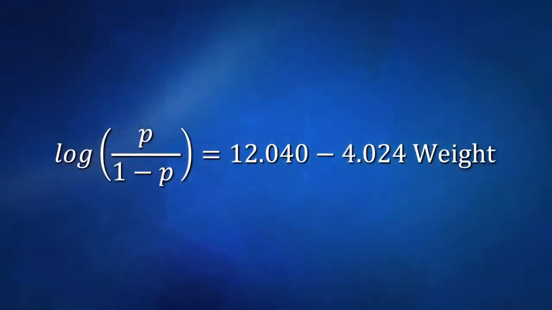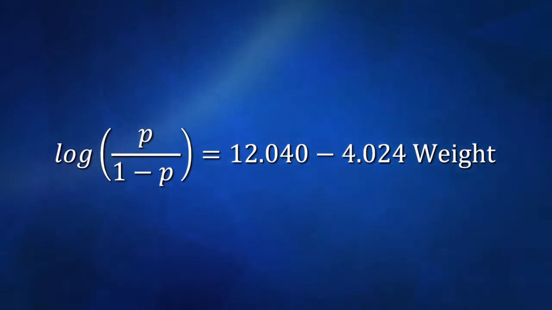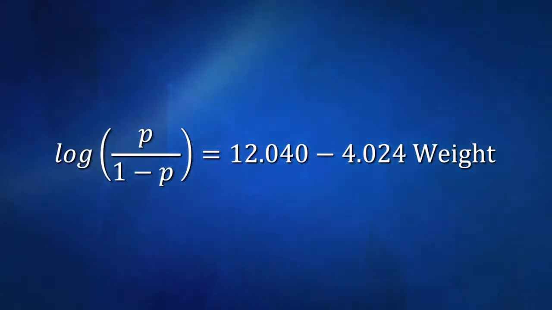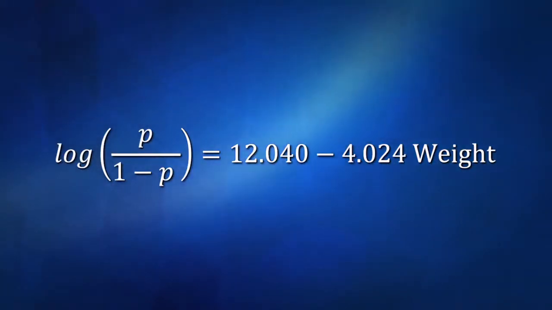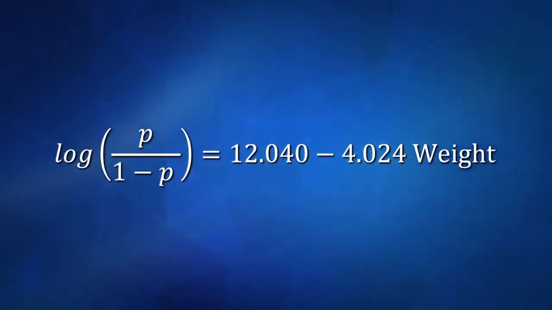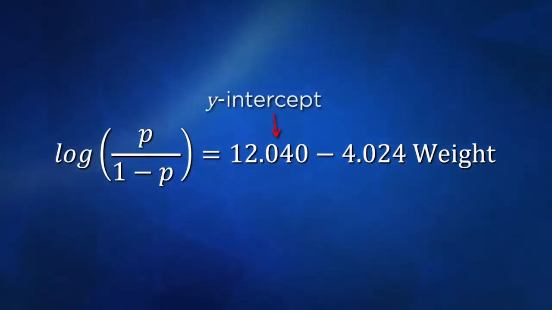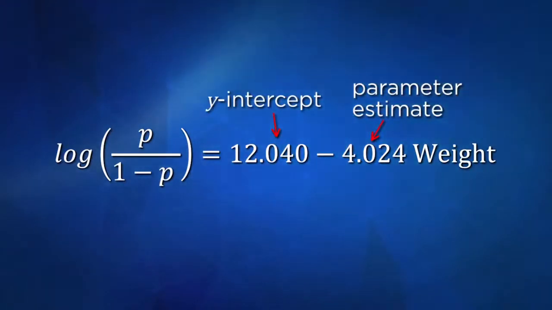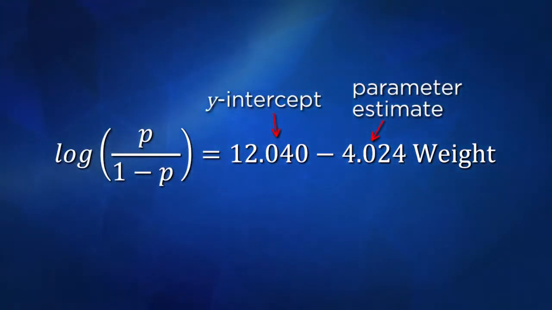Now here's our model, right? How would we actually get from this logit score back to the probability? Because remember, we modeled y as log of p over 1 minus p to get us into that continuous space. Here's how we do it. So now our model is log of p over 1 minus p, and that's going to equal our y-intercept term, which is 12.040, minus our parameter estimate for weight, which was 4.024, times the variable weight. All right, so we need to work our way back through that logit score construction process.